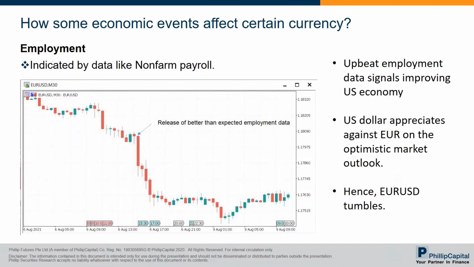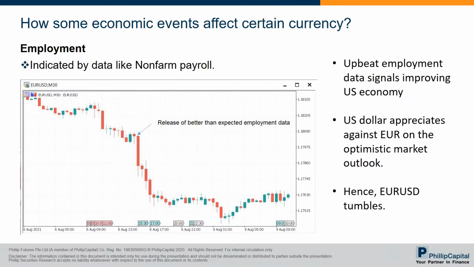Here's an example captured back in August. Let's look at employment. Non-farm payroll is a very important data that people pay attention to monthly. Here is an example of its release in August. As you can see, this is the release of better than expected employment data. Bear in mind, this is Euro USD. So what happens when there's a release of better than expected employment data in the US? That means it is good for the US.